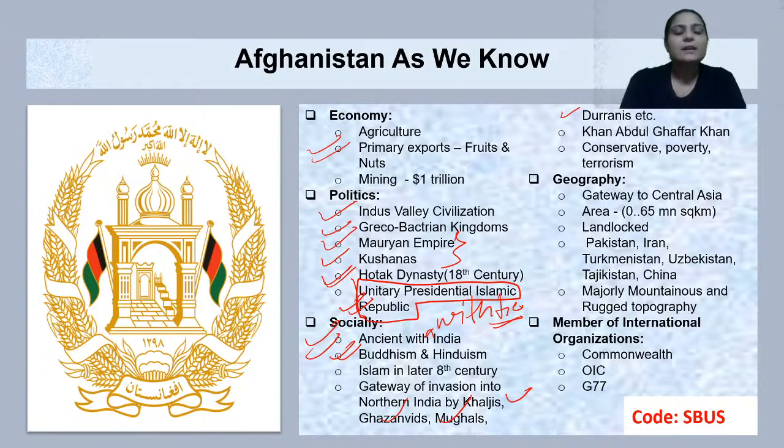Coming back to the geography of Afghanistan, it is our gateway to Central Asia, and that's why we were building that Zaranj-Delaram highway to actually access Central Asia through the Chabahar port of Iran, which now we have lost to China. The area of Afghanistan is close to 0.65 million square kilometers. It is completely landlocked and its neighbors are Pakistan, Iran, Turkmenistan, Uzbekistan, Tajikistan, and China. That's why I told you it's a gateway to Central Asia. It is majorly mountainous and has rugged topography.